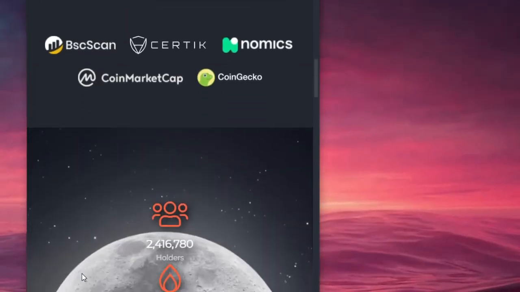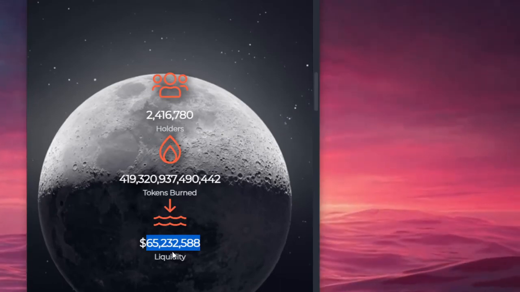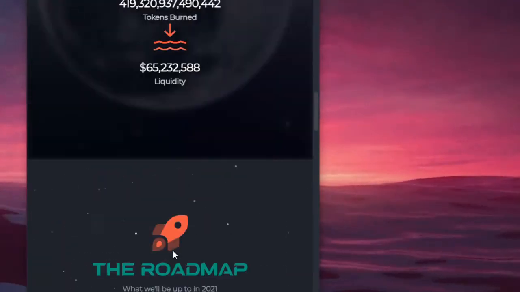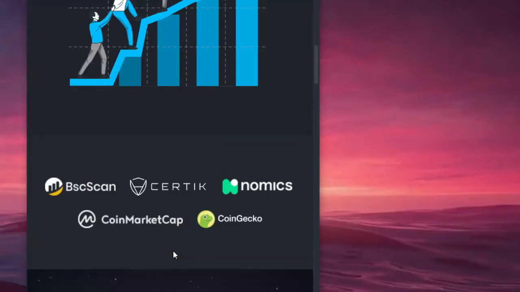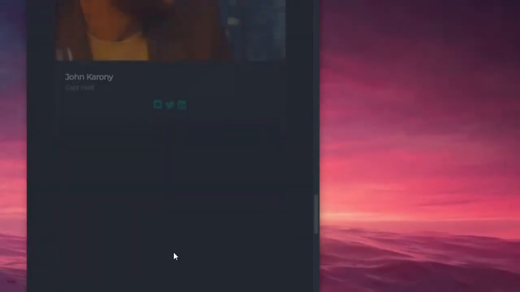Now that's decently good liquidity, and it should be this high at least for a token that's in the billions. It should be at least in the tens of millions for liquidity, or else it's kind of hard for people to buy and sell the token without vastly changing the price.